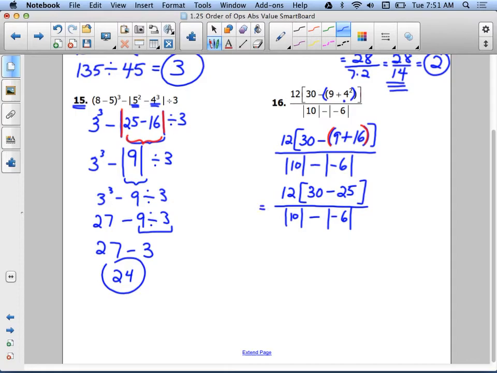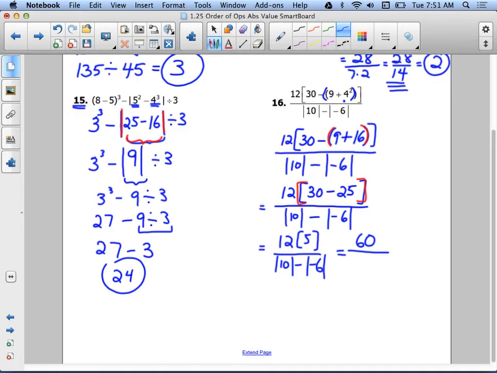Okay? Let's simplify further these top brackets. We can do that. 30 minus 25 is 5. So we'll say 12 times 5 over the absolute value of 10 minus the absolute value of negative 6. All right, so now let's take a look at the top. I can finally finish simplifying the top, 60. Now let's take a look at the bottom.